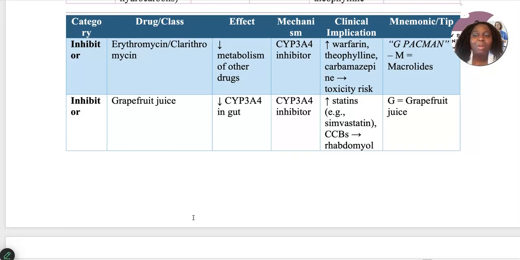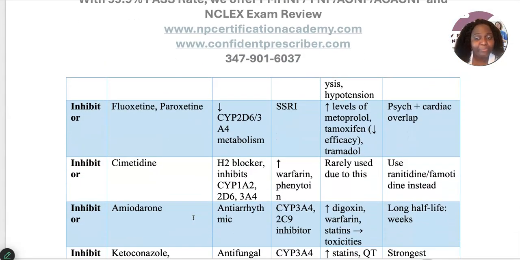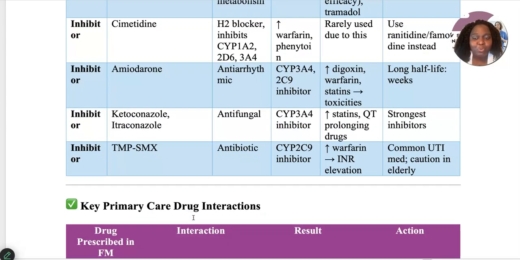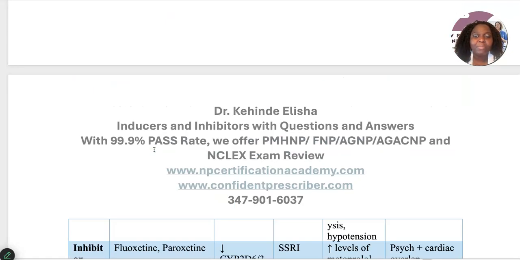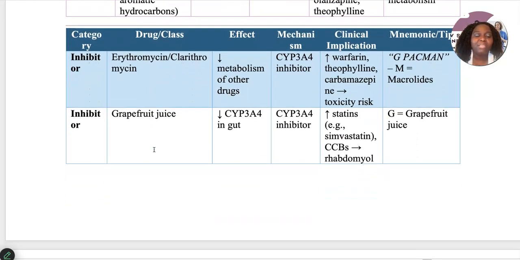Now we're going to talk about inhibitors. With inhibitors, we have erythromycin, clarithromycin, grapefruit juice, or even grapefruit, fluoxetine, paroxetine, cimetidine, amiodarone, ketoconazole, itraconazole, TMP-SMX, which is a sulfa drug. These are mostly the inhibitors that we see in family medicine. This is not all-inclusive. This is just a lot of the ones that we see in medicine, right?